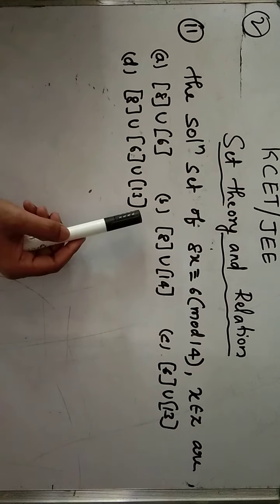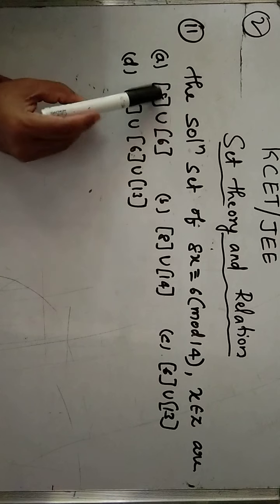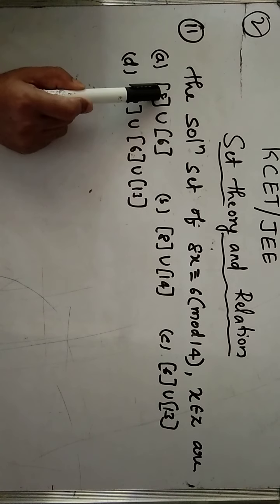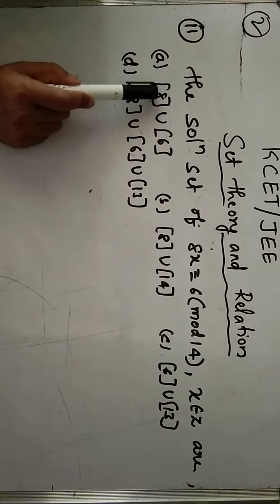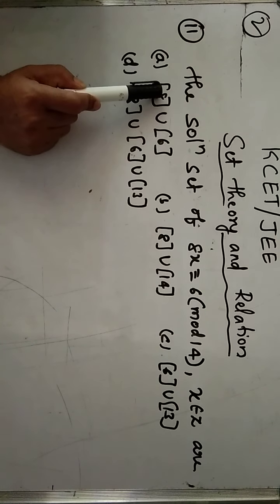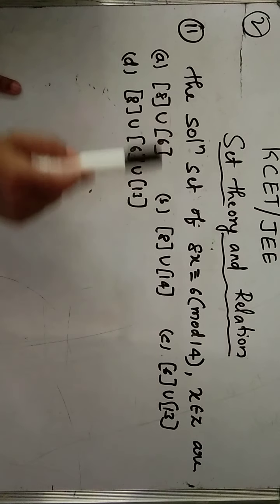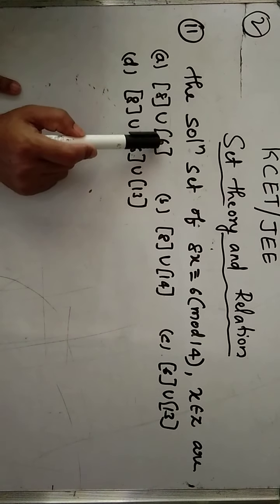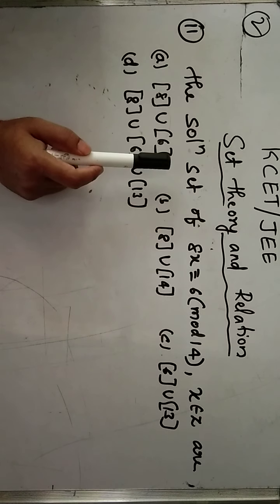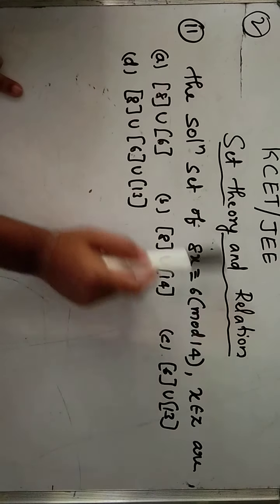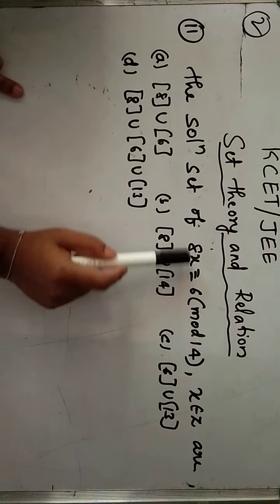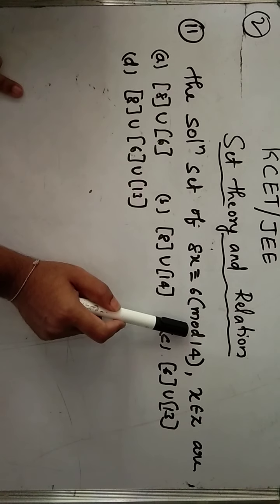First of all, what is the equivalent class? Equivalent class is nothing but a set of numbers which are related to this number. All the remaining elements in the set are related with this number. Equivalent class is nothing but one set, where the remaining elements in that set are related with this element. That is called an equivalent class. Which option is satisfying this relation?